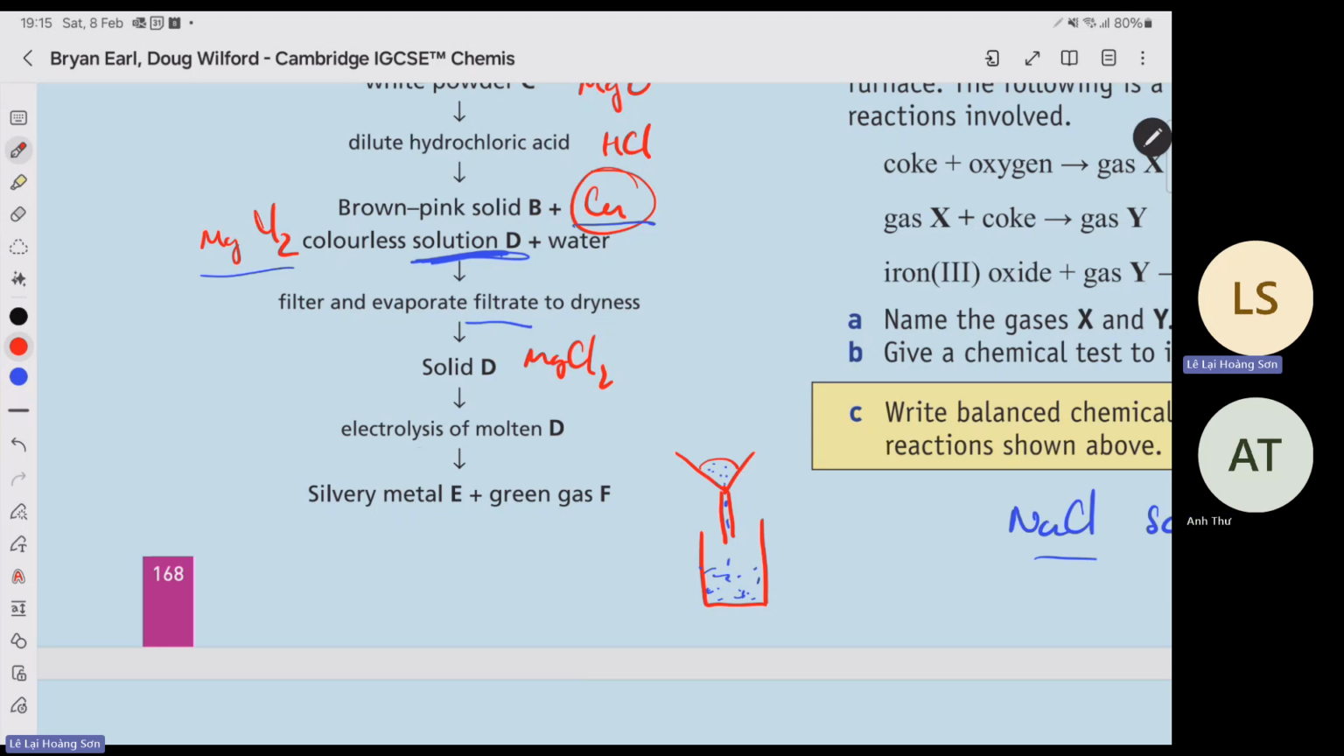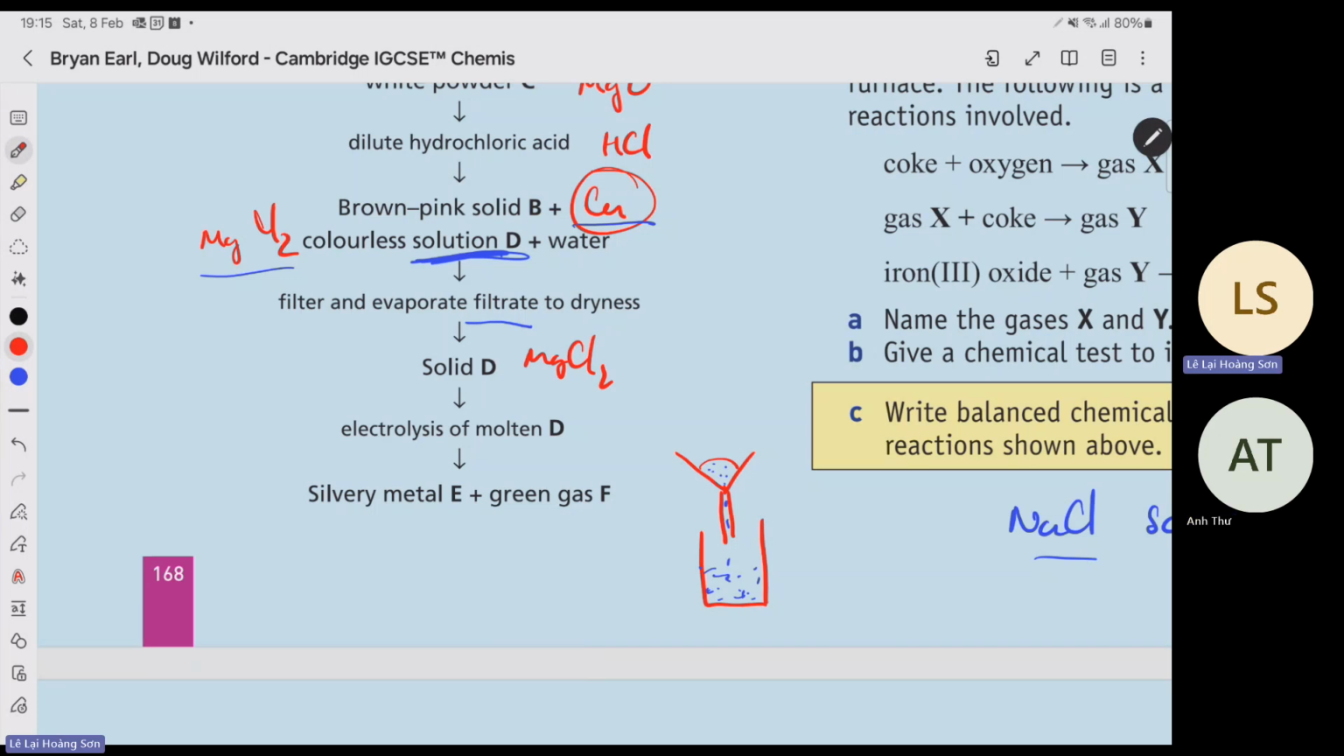Okay, so we perform the electrolysis on the molten magnesium chloride to give silvery metal E and green gas F. So what is E and F? We will have magnesium as the metal and chlorine gas, not chloride, right? Chlorine. Yes, okay.